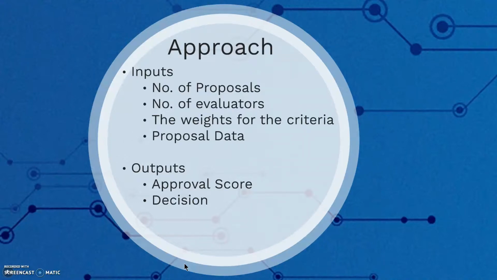For this presentation, I'll have a demo version, which will make it quite faster, but if it was a new proposal, everything would have to be inputted into the system and then calculated. And then what we hope to get out of that is an approval score, which has to be about 75, and then a decision, which is a yes or no.